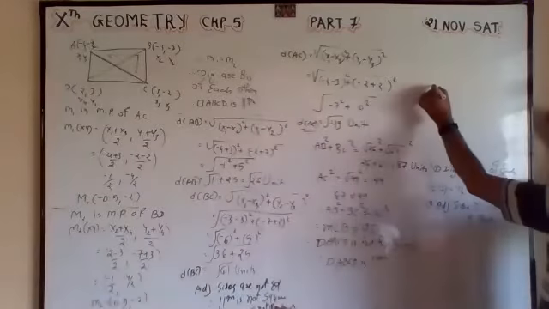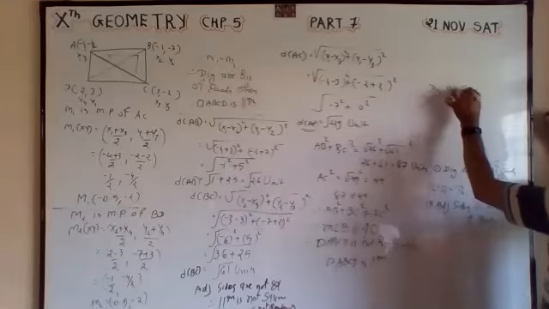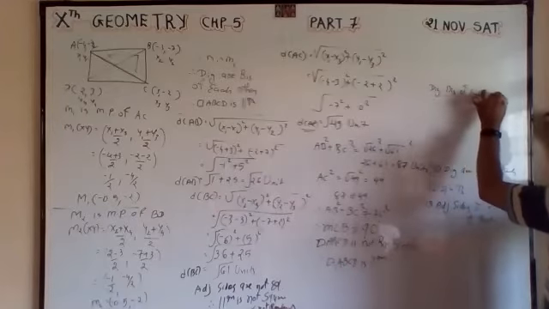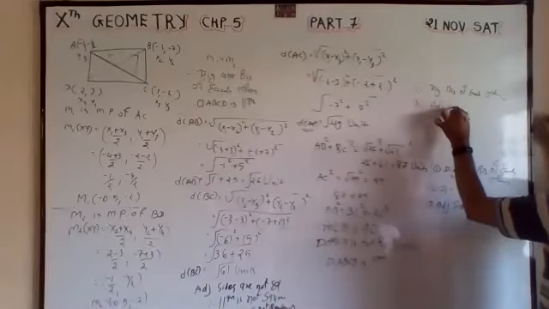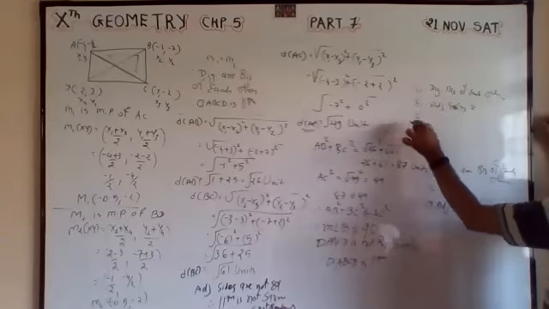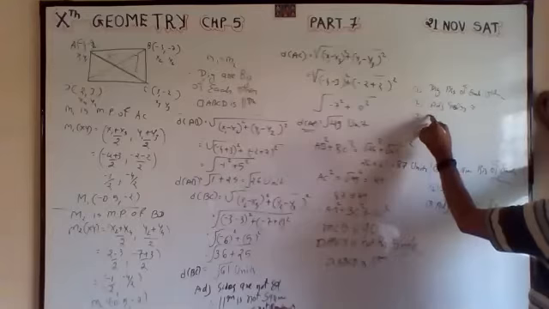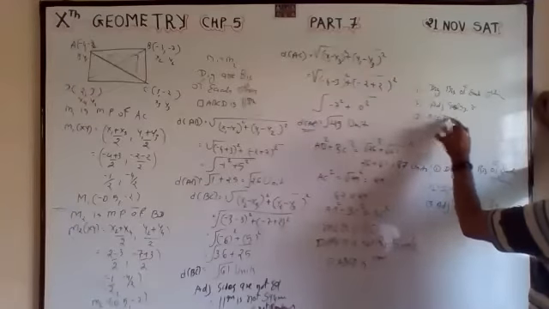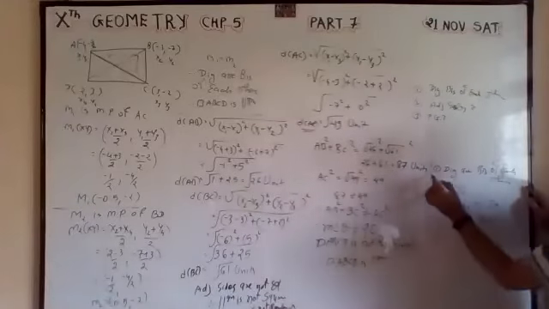Here we have done diagonals bisect each other, then adjacent sides congruent, then Pythagoras. This same you can do by this.